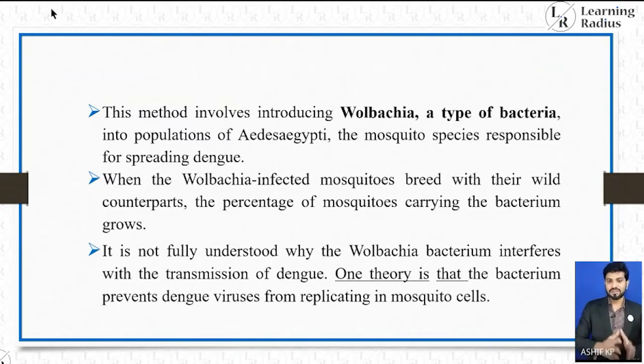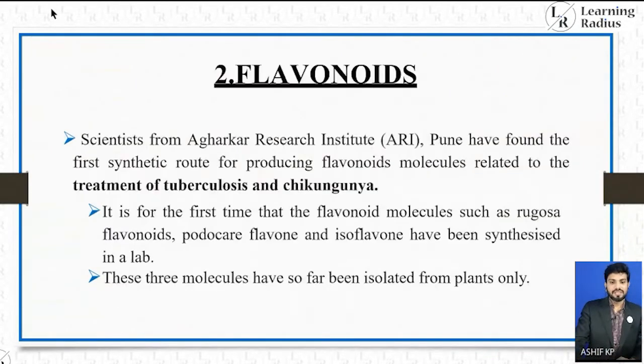This method involves introducing Wolbachia, a type of bacteria, into a population of Aedes aegypti, the mosquito species responsible for spreading dengue. Next point is flavonoids. Scientists from the Agharkar Research Institute, Pune, have found the first synthetic route for producing flavonoid molecules related to the treatment of tuberculosis and chikungunya.